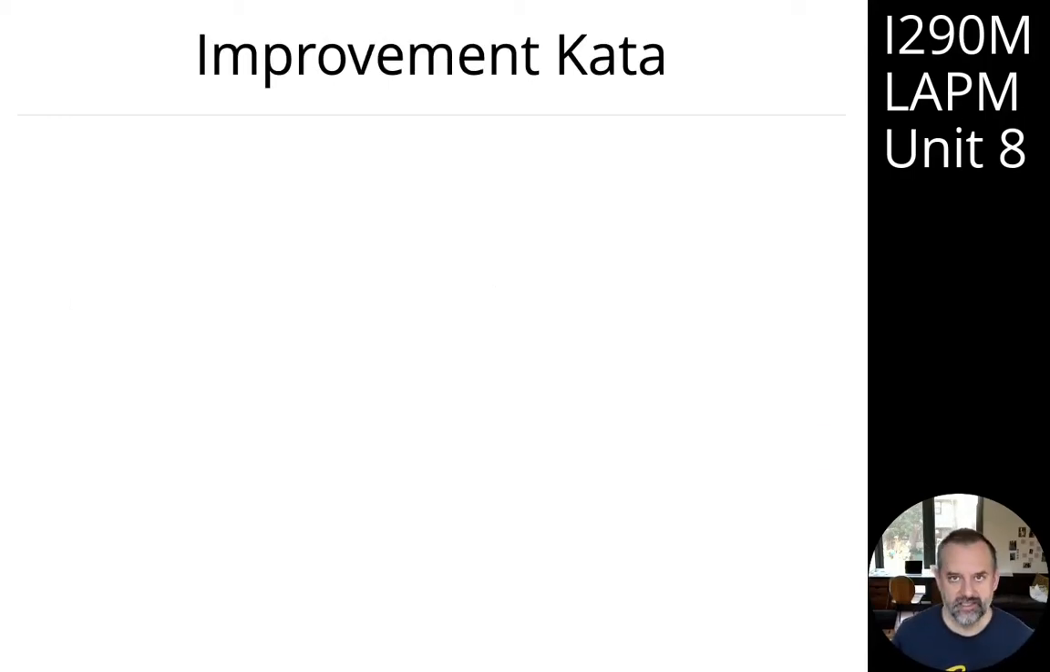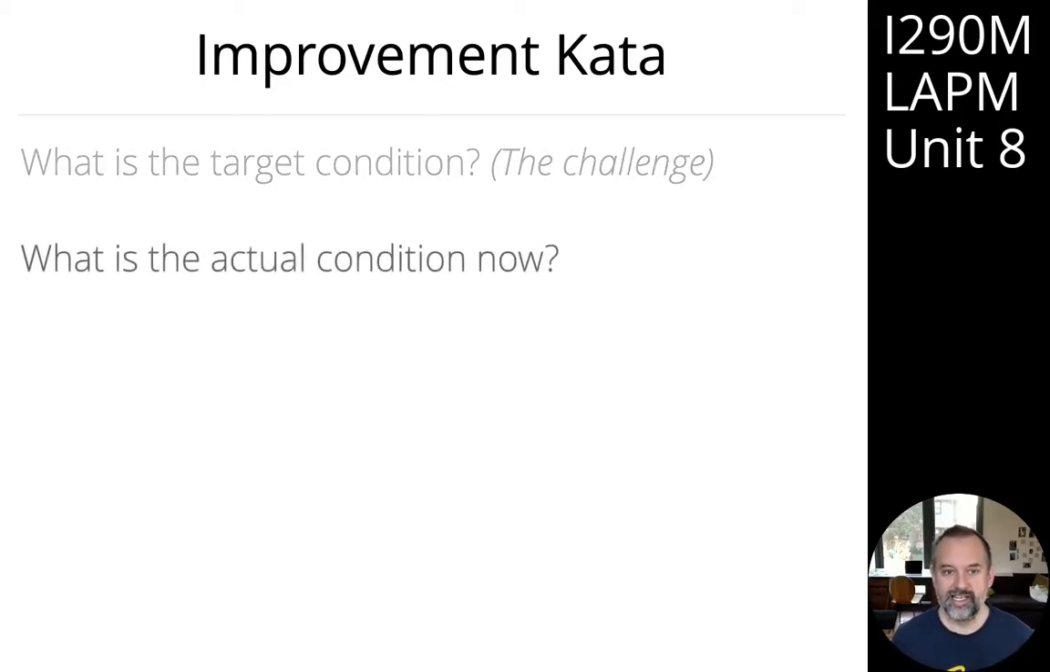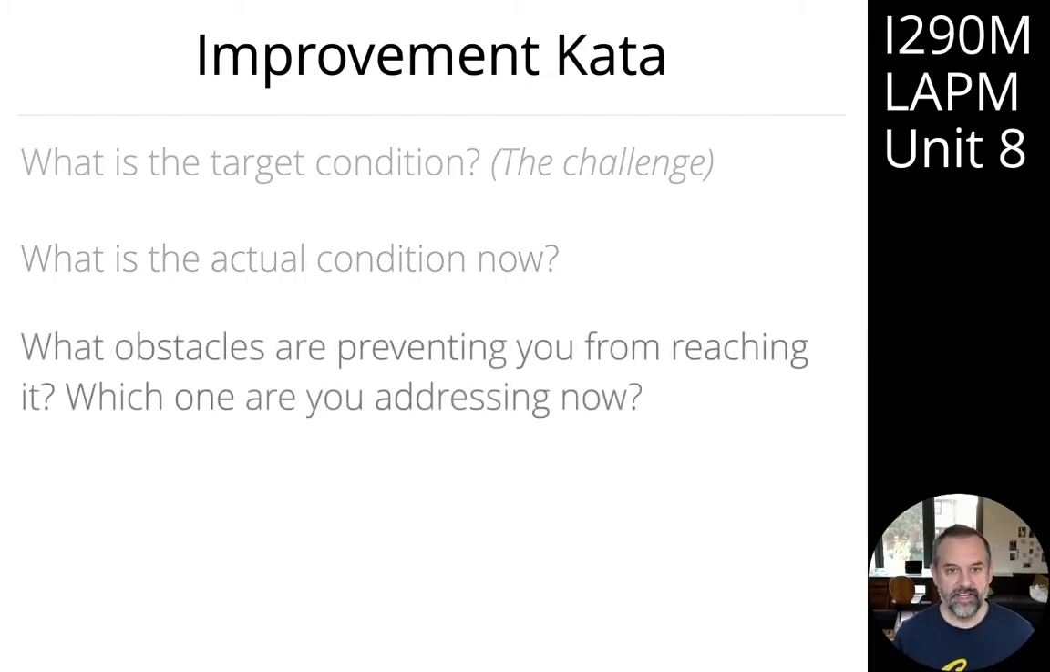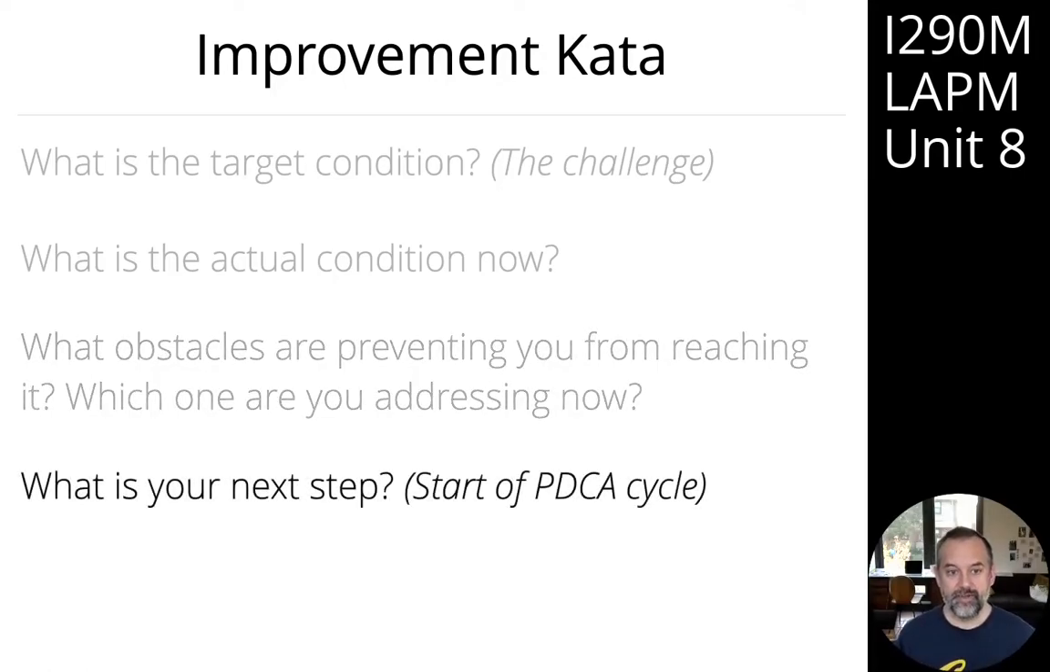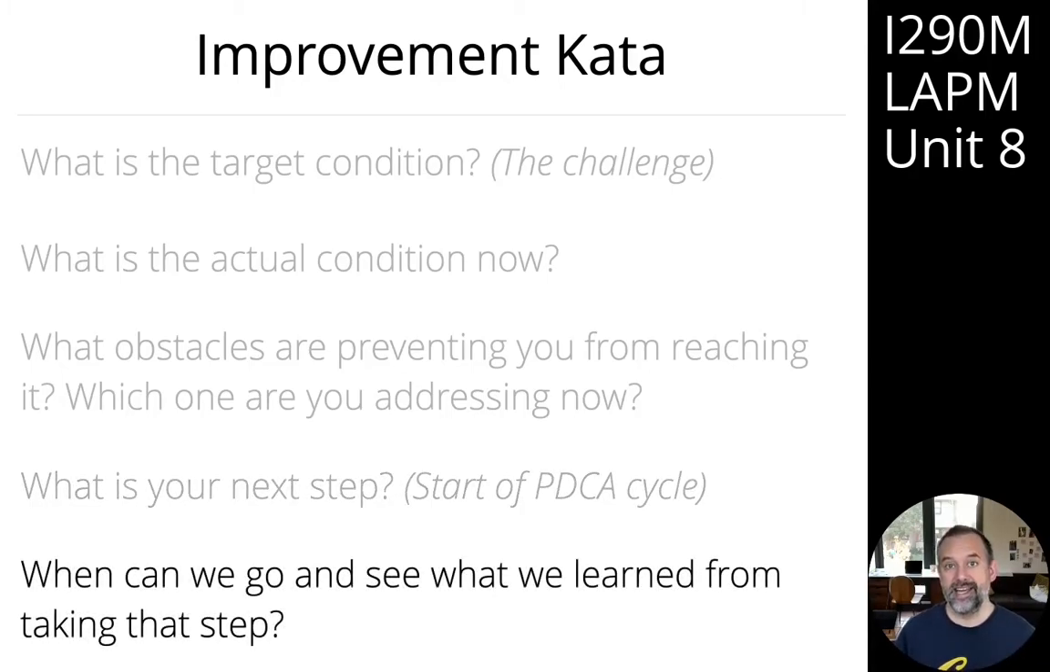In the Improvement Kata, Mike Rother describes 5 questions that you should ask every day as part of your capacity set aside for improvement work. Firstly, what's the target condition that we're trying to achieve? What's the actual condition now? What obstacles are preventing you from reaching it? Which one of those obstacles are you addressing now? What's your next step? The start of an experiment cycle. And then how quickly can we go and see what we learn from taking that step?